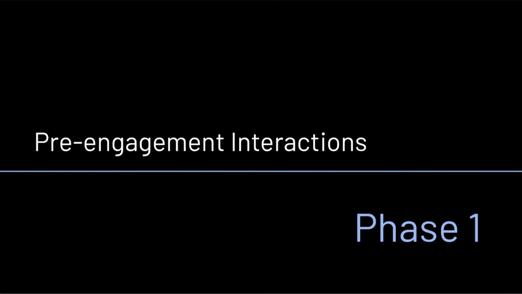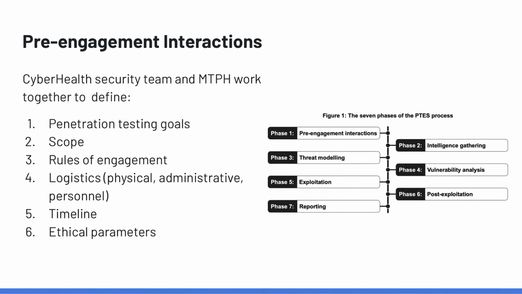So we're going to start with the first phase, which is called pre-engagement interactions. If you break this down, these are conversations happening before the actual penetration testing takes place. This is where the cyber health security team and the MTPH team, the team at the hospital, sit down and come up with a plan for how penetration testing is going to go. They discuss what needs to happen, what some of the goals are, what some of the boundaries are for this testing, and how this is going to be executed both in terms of timeline and logistics. They're also going to talk about some of the ethical parameters, some ethical boundaries for how this penetration testing can take place.